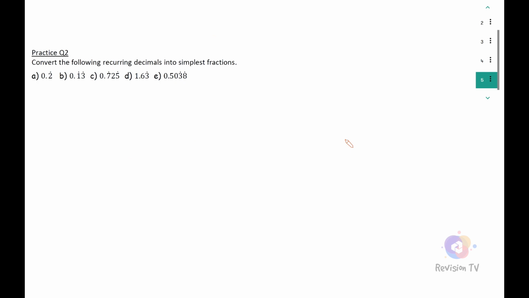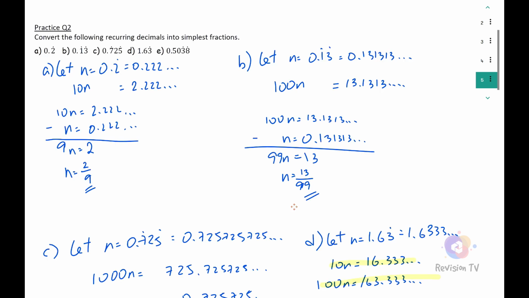Here comes practice question 2. Okay, have a go at the question. Pause the video. When you're ready for the answer, you can press play. So here are the answers. Okay, A, B, C, they are not too tricky.